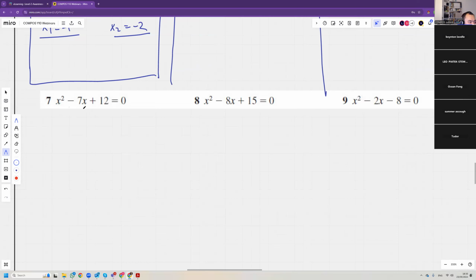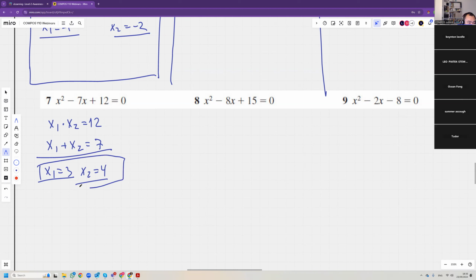Okay, so x minus 2, so we know that x1 multiplied by x2 is 12. So you need to find two numbers which multiply to 12 and they add to 7, because we take minus b, so they add to 7. Oh, that's 3 and 4. 3 times 4 is 12, 3 plus 4 is 7. So x1 is 3, x2 is 4. So just like that, you're solving a quadratic equation using the Vieta's formulae.